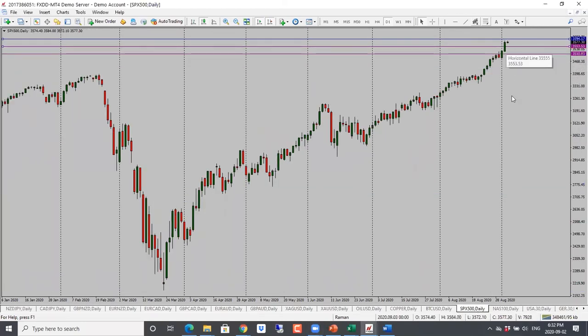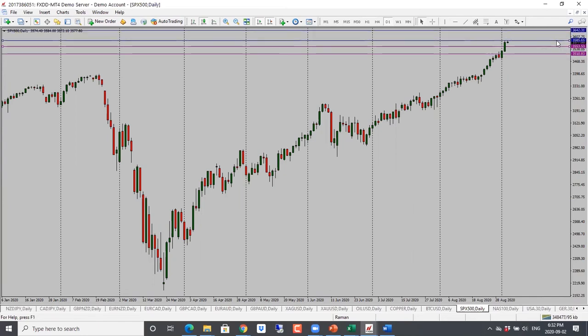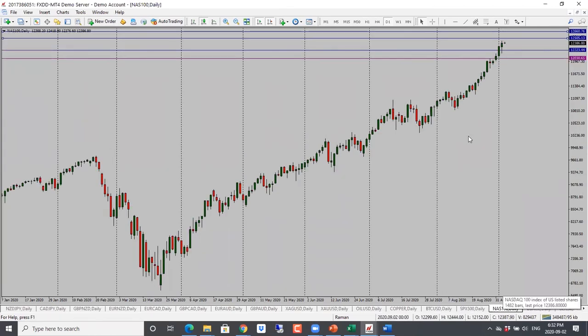S&P 500 still looking bullish here. It is moving forward still. So bullish bias here, and we are right into this 35.85. So I will look at 36.50 level as the next target. So bullish bias here for S&P 500.